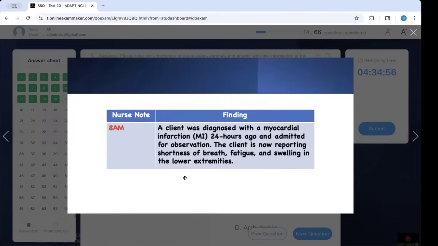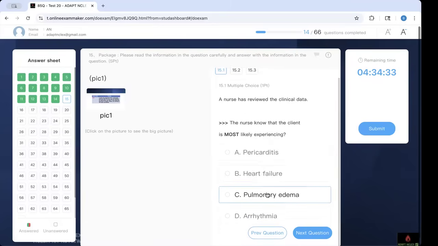Another next generation question. A client diagnosed with myocardial infarction 24 hours ago and admitted for observation. So he has a heart attack. The client is now reporting shortness of breath, fatigue, swelling in the leg. If you have a heart attack and all of a sudden you're showing all these signs, fatigue, swelling in the leg, and shortness of breath, what does this look like? Is this pericarditis? Is it heart failure? Is it pulmonary edema or arrhythmia?